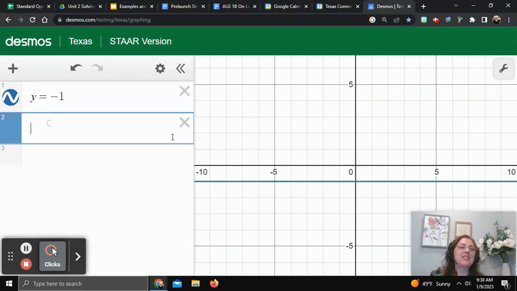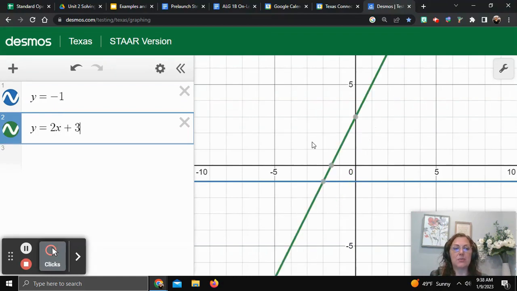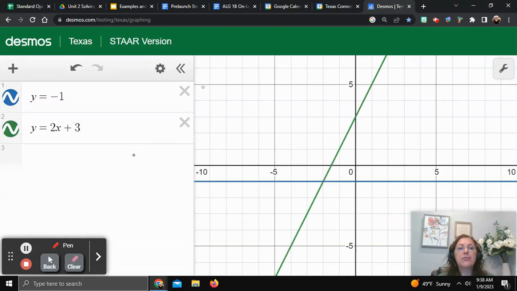Okay, let's go ahead and do the other one. y is equal to 2x + 3. Now we have to do the interpreting part because of the inequalities. So for the first one, remember, it was y is greater than or equal to -1. With it being equal to, I know that I use a solid line. So this blue line should be solid. We'll leave it as is.